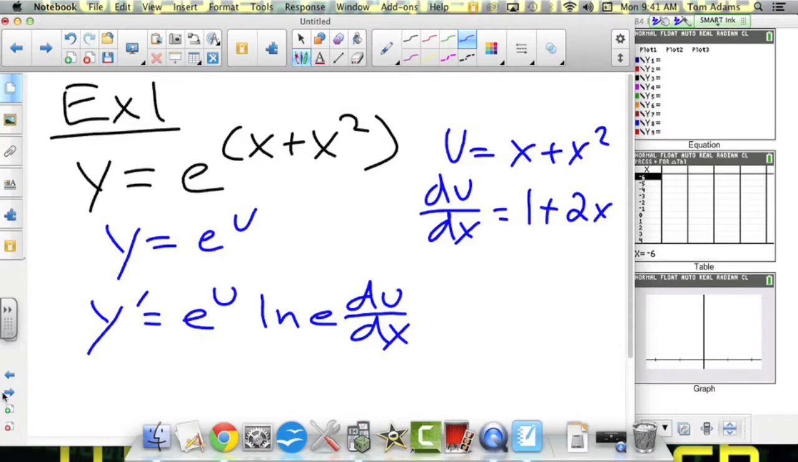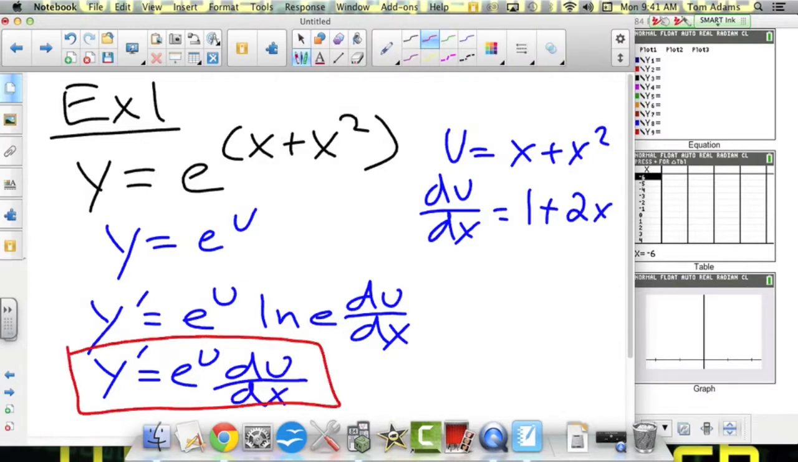The one thing that's neat about the natural log of e is, remember, the natural log is just a logarithmic function with the base e, so those cancel out. The natural log of e is 1, so y prime is actually equal to e to the u times du/dx. If I were to write this in terms of x, it would be e to the x plus x squared times 1 plus 2x.